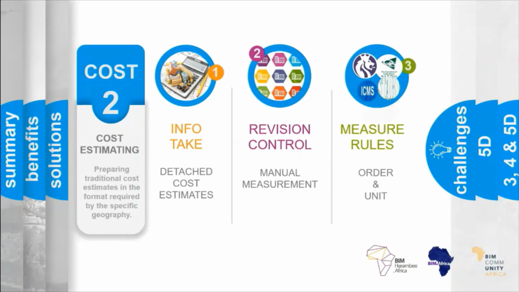And that specific geography is important because, as I said, different measurement rules apply to different regions in which buildings are constructed. So South Africa applies different measurement rules to other African countries, and likewise Europe, the UK, Ireland and the Middle East have different measurement rules for the purpose of their estimates and their bills of quantities.